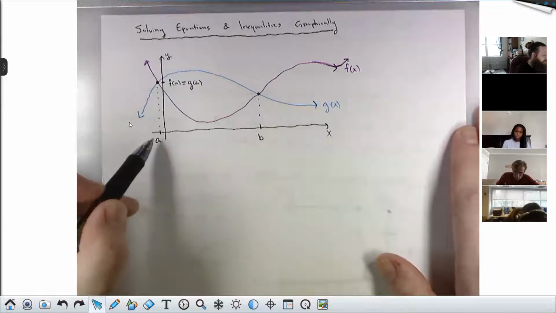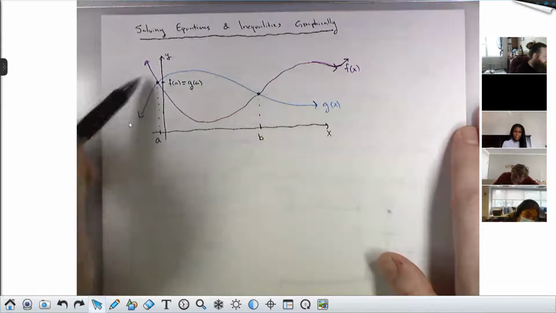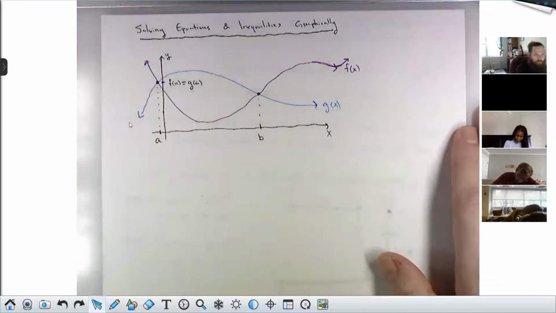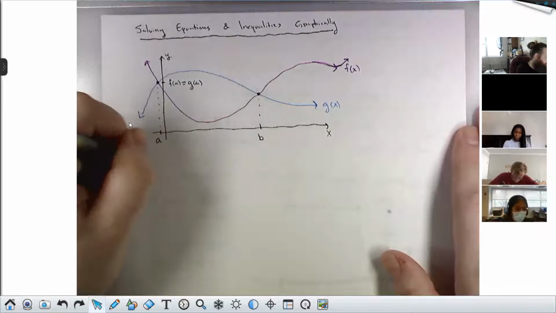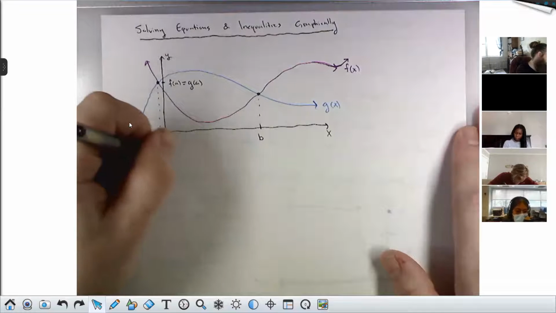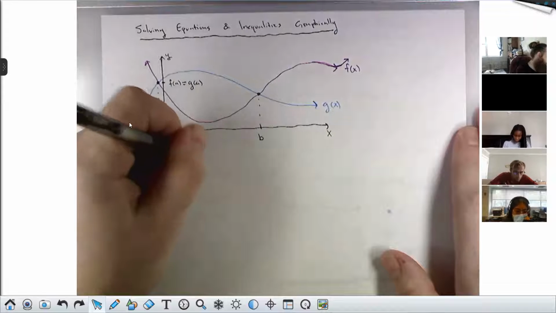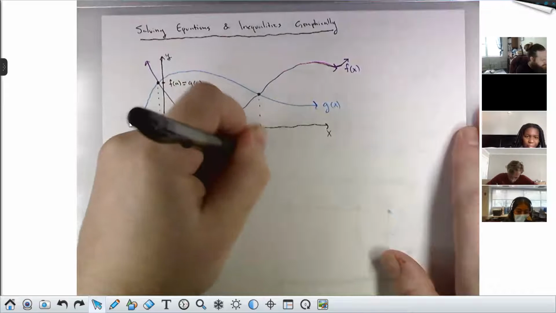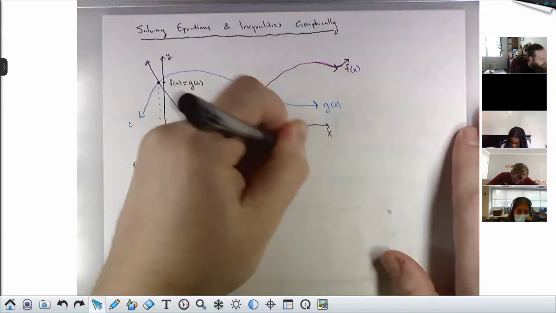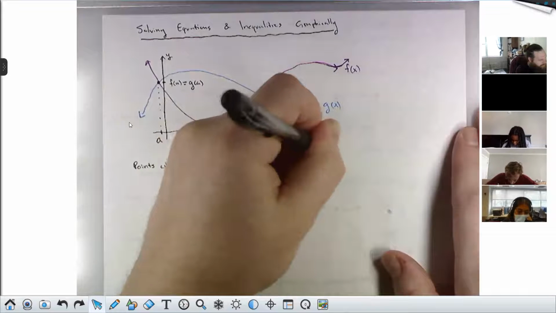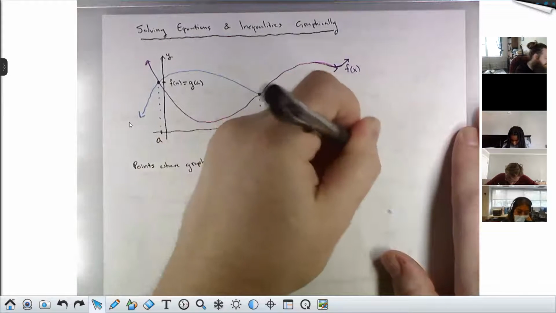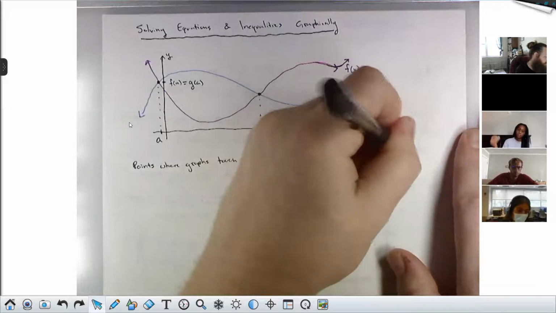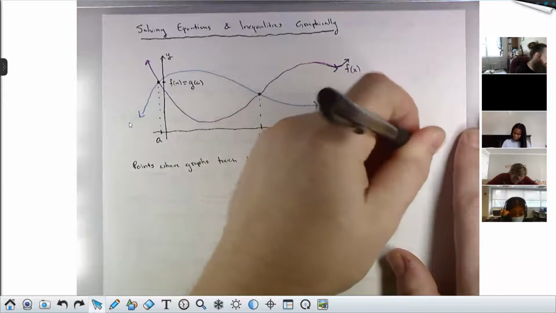So what's going on here? Well, this x value where these two graphs touch is a solution to the equation f of x equals g of x. So points where the graphs touch tell us solutions to the equation f of x equals g of x.